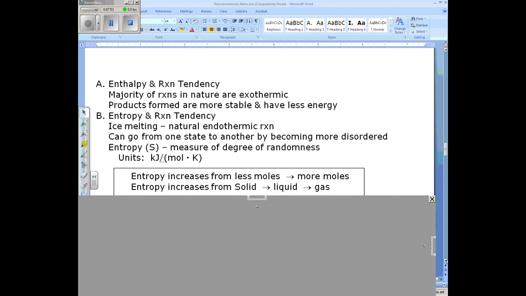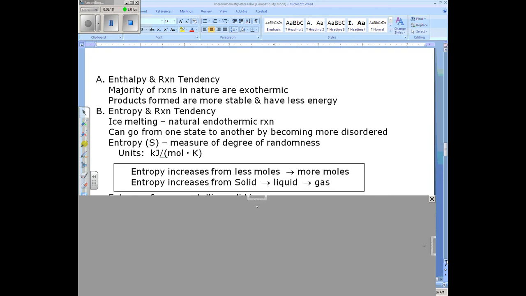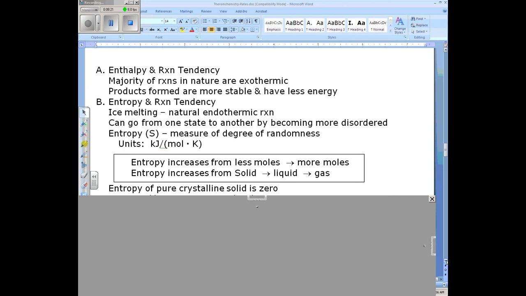The other one is entropy increases as you go from solid, because particles can't move around, all they can do is vibrate, to a liquid. They're still held by their attractive forces, so all they can do is move over and around one another, to a gas that has no attractive forces and is zooming all over the place. The entropy of a pure crystalline solid is 0. It is perfect order.